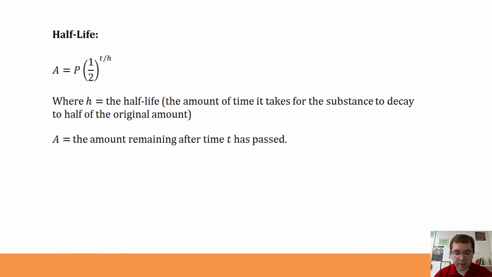And a very useful thing called half-life. A equals P times 1/2 to the T over H power. Again, A is the amount after a certain period of time, the amount of time T has passed. P is the principal amount, the amount you start with. T is your variable of time. H here is the half-life, which is the amount of time that it takes for the substance to decay to half of its original amount. What has a half-life? Well, radioactive elements have half-lives, which is actually very, very important in our world today as we use nuclear energy. We need to know how long it's going to take for it to decay.